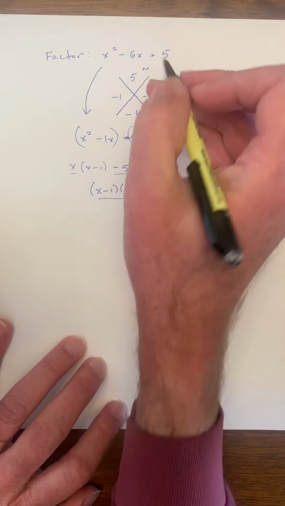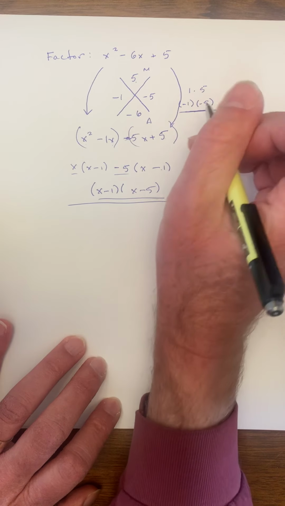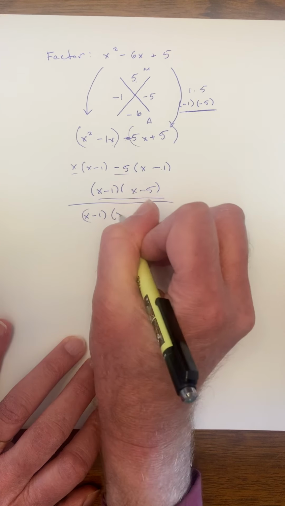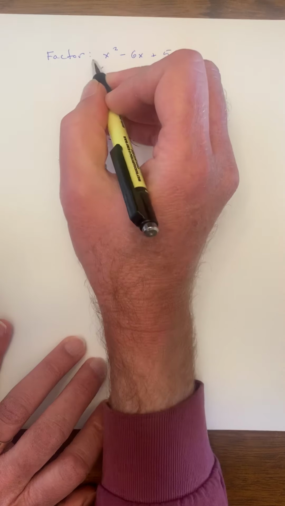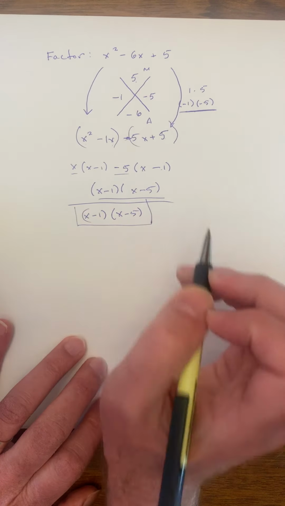Now I could have done this the fast way, directly from here. I could have done x minus 1 and x minus 5 right from once I had this part. But that only works because we don't have a leading coefficient there. So I could have gone directly to that.